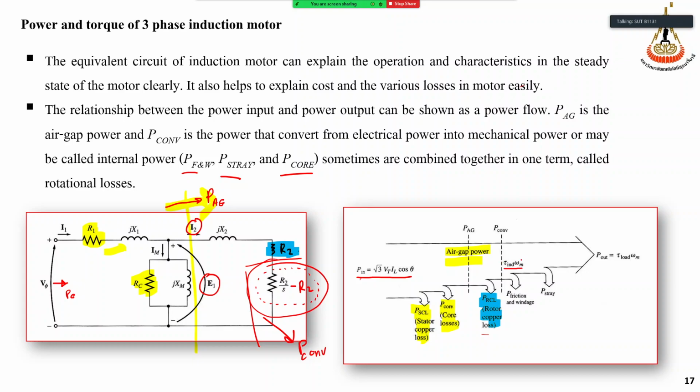P is T omega. And if we subtract the friction and windage loss and stray loss, meaning losses that are very difficult to predict but are there when the rotor moves, small losses that are very difficult to measure, then we have the output. Here is P convert, and before it becomes P mechanical, there is a mechanical loss here.